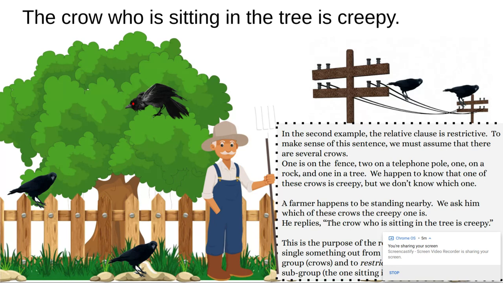So in this case, we have a bunch of crows, right? And then we're restricting it to a certain subgroup. So in this case, it's the one that's sitting in the tree. So we're restricting it from a bigger group. And that's why it's called a restrictive clause.